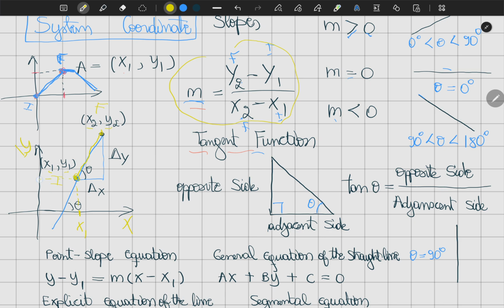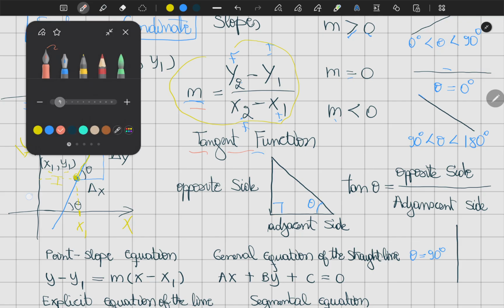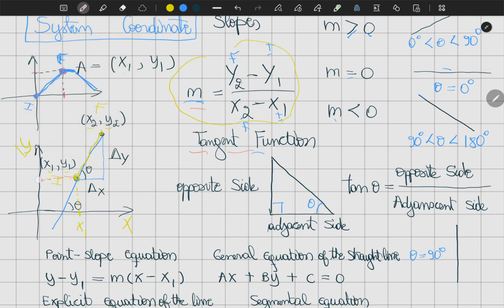And y1, you find it there, and then x1 you will find it here, and then x2, this way you find x2, and y2, this is where you're going to locate y2. Depending on which values you have there, you're then going to use this formula.